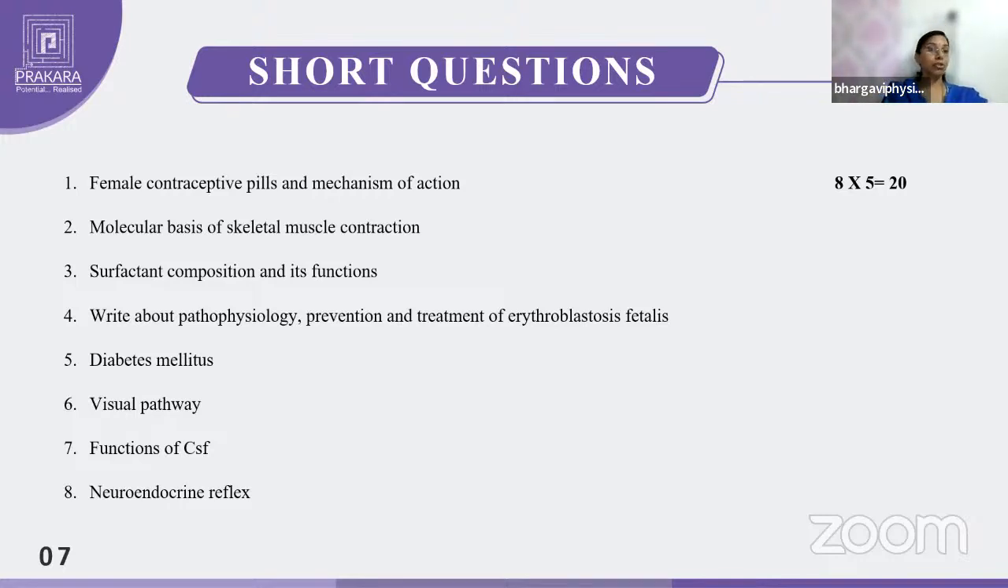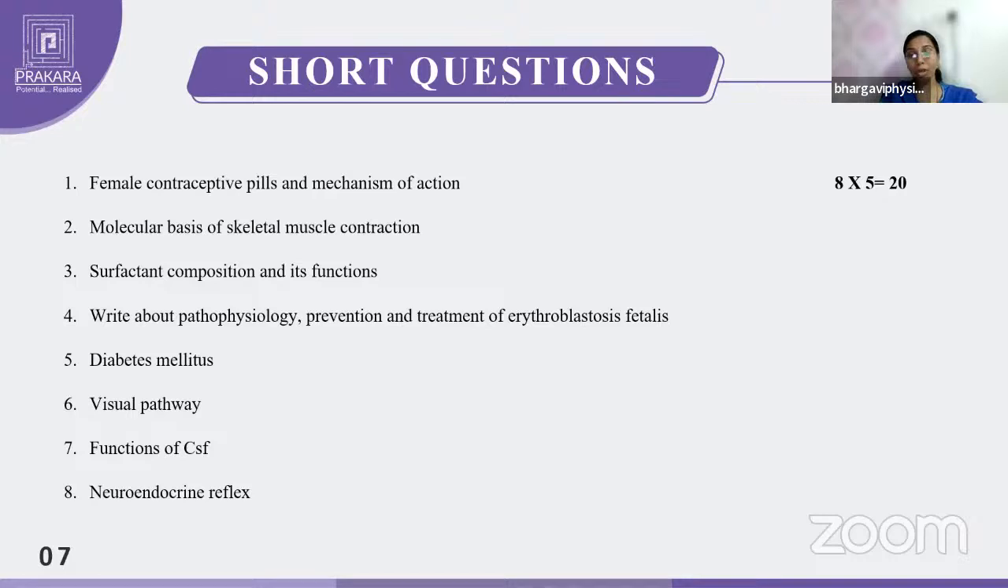So next is the functions of CSF. When it comes to a question like functions of CSF, you can directly write just one sentence: the choroid plexus secretes the cerebrospinal fluid. One sentence regarding the production of CSF you have to mention, and no need to explain the composition and how it is going to be reabsorbed and all those things. Don't write all those things. When they are asking for the functions of the CSF, the first point should be that the choroid plexus produces the CSF. Then list out all the functions. Okay, so that much is enough for the functions of the CSF.